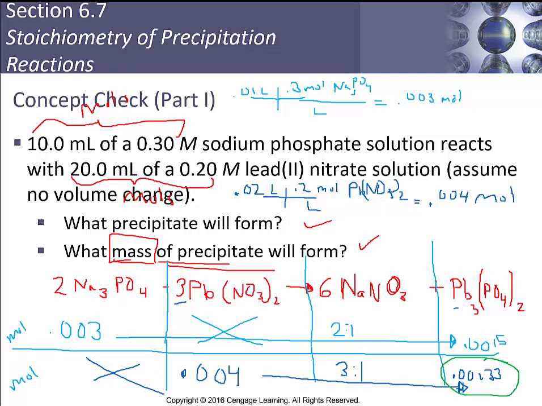I've got my moles of product. I'm going to bring that up to my mass level up top. And I'm going to use the molar mass of the lead phosphate, which is 811 grams per mole. So I take my moles, multiply by my molar mass to give me grams, and I get 1.05 grams of the lead phosphate precipitate.